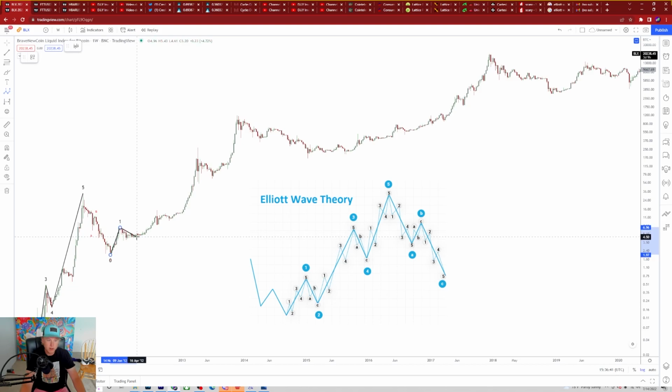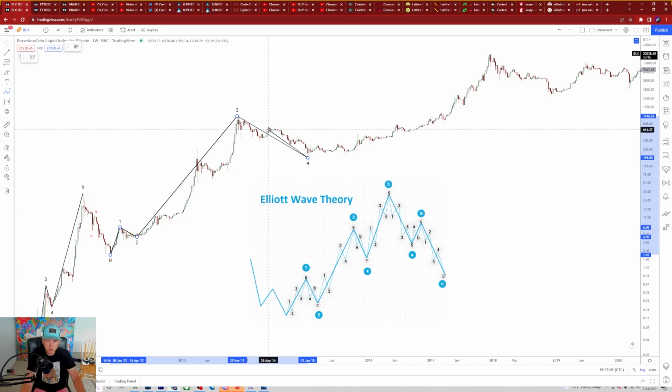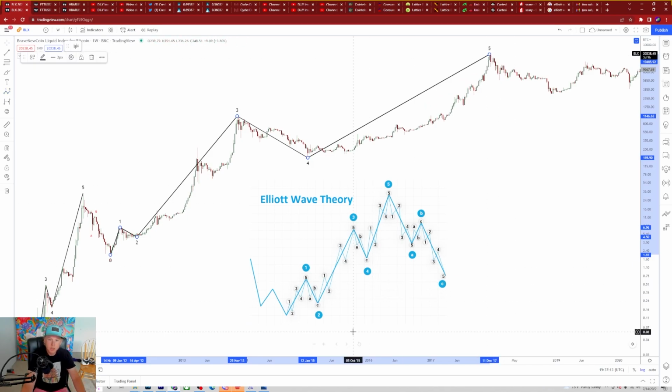Well, I view wave 1 as right here. This is obviously our first impulse. Now, where is wave 3? Well, wave 3 I view as being this entire move from $4 all the way up to $1,150, right? And so our bear market in 2014 all the way down to the beginning of 2015, that bear market was our corrective wave 4, right? And so that means that our entire 2016, 2017 bull run was the top of our wave 3, right?